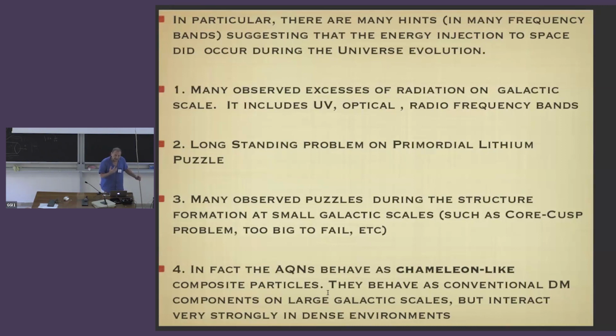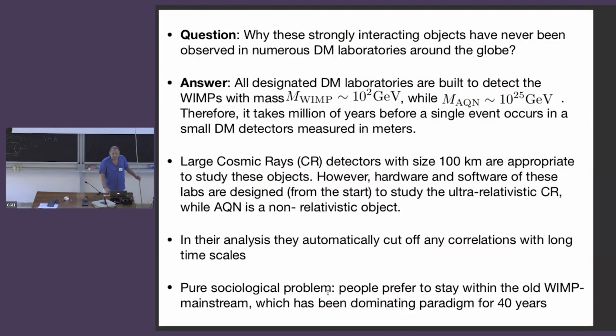So essentially, the nugget behaves like chameleon-like composite particles. It's very large, macroscopically large, but it does not interact whatsoever at a large scale. At large scales, more than 10 kiloparsec, it's absolutely dark matter. But once it enters a more or less dense region, it starts to interact at the galactic scale, on Earth and the Sun, everywhere. So the question is how it could happen that we have never observed it in dark matter labs. Yes, the answer is the following.